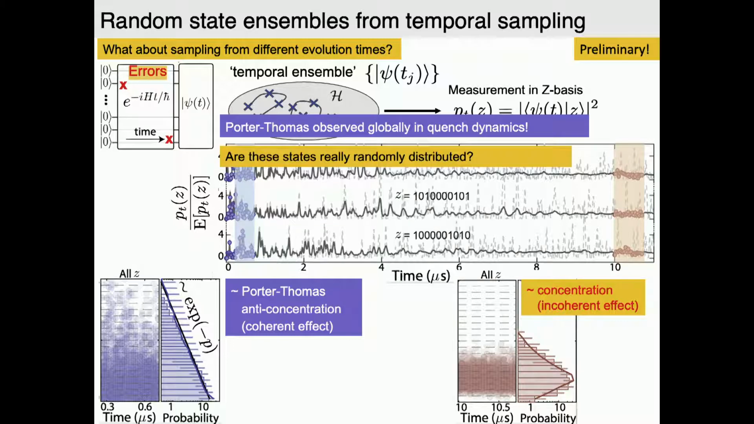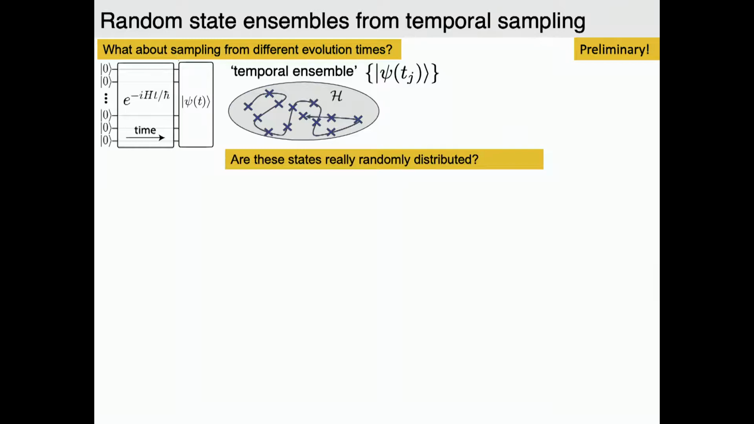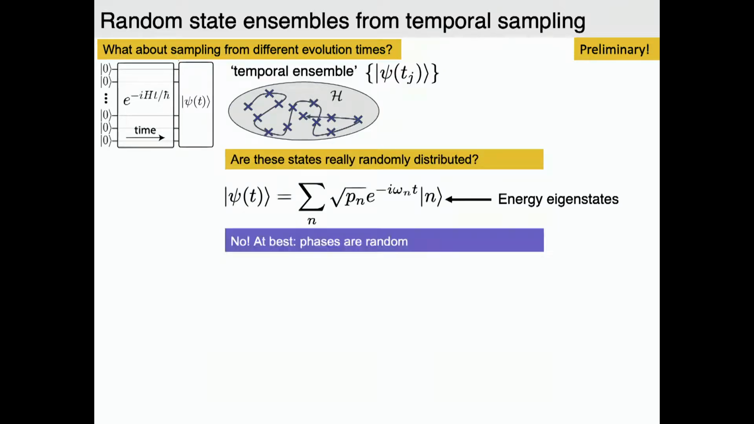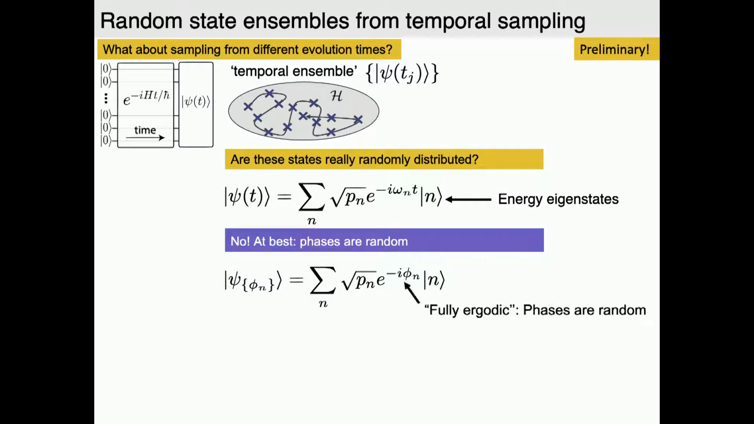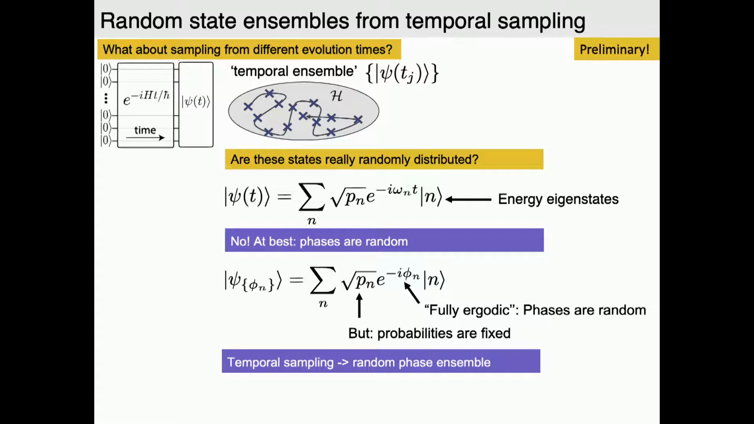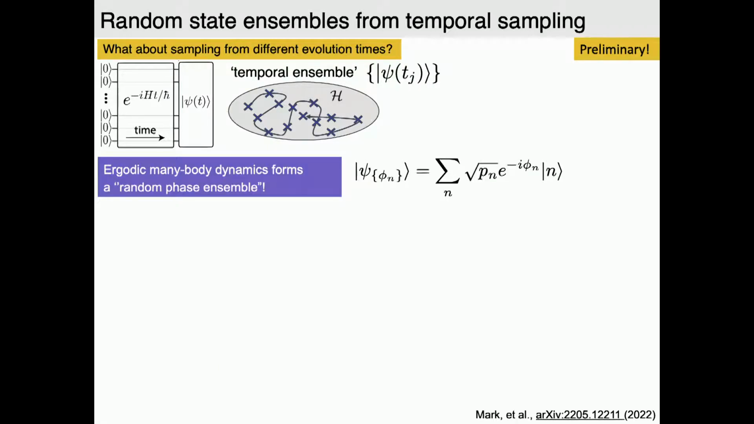But you could ask, if you're a keen observer, are these really random states? And the answer is actually no, because you can expand these states into energy eigenstates. And at best, maybe the phases are random, but the probabilities with which you have an energy eigenstate are actually fixed. So it cannot be a random state ensemble. At best, it could be a random phase ensemble. So you have random phases here. If I sample times here, I would generate random phases if I'm really in an ergodic system. So phases are random, but probabilities are fixed, and we sometimes call this a random phase ensemble. So temporal sampling gives you this random phase ensemble.